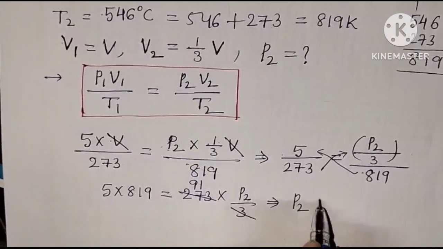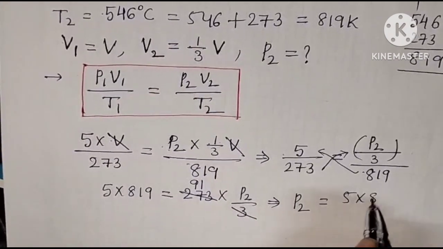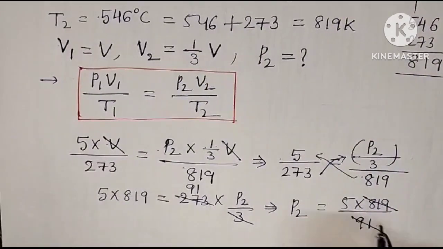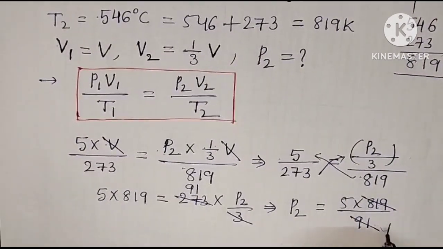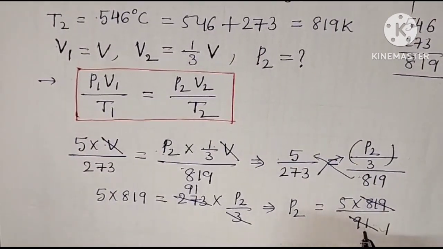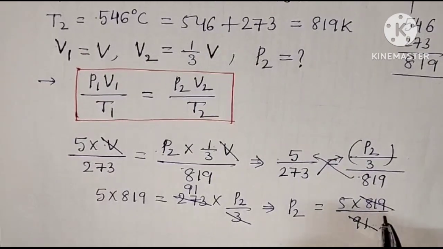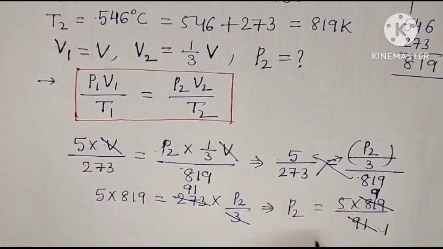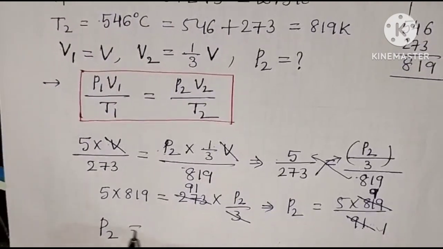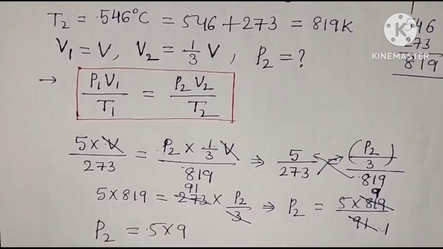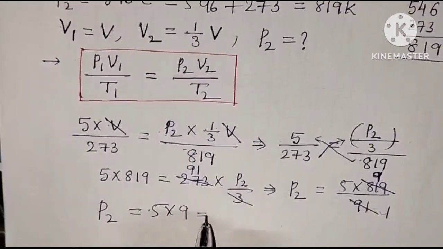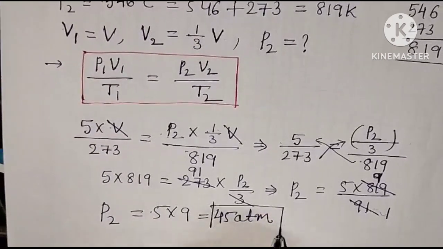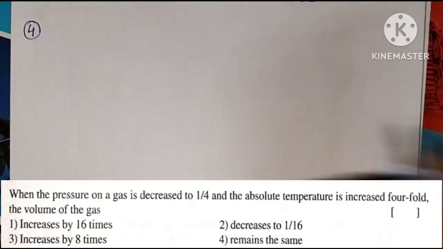Now from this, P2 is equal to 5 into 819 by 91. So 91 1s are 91, and 91 9s are 819. So P2 is equal to 5 into 9. 5 into 9, how much? 45 atmospheric pressure, 45 atm. So the answer is 45 atm.